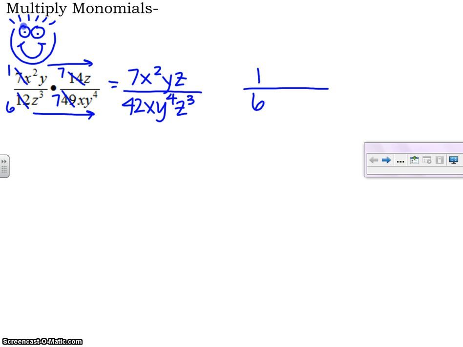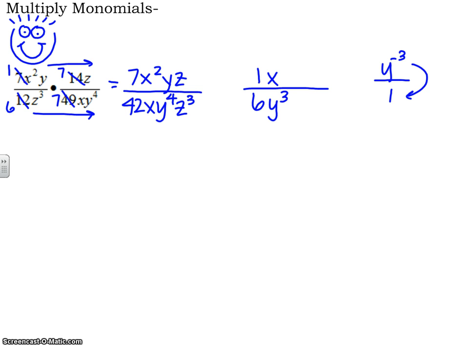X to the second over x, we'll use our exponent rules and we'll be just left with x to the first, or x. Y over y to the fourth, again, we'll use our exponent rules and we'll put y to the third in the bottom. Remember, a good way to remember this is we're always going to put the variable where the bigger exponent started, okay? And Miss Cash is showing you off to the side. Remember, if you do it the other way and you think of it as a negative exponent, we'll move it to make it a positive exponent.